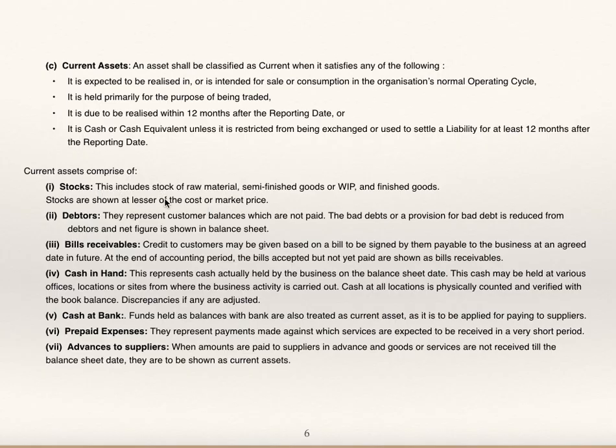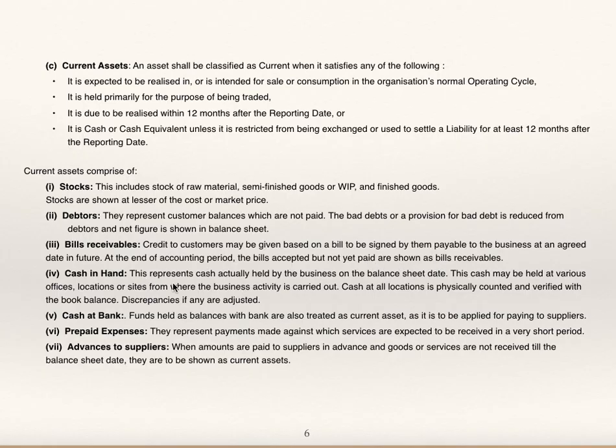Stocks include stock of raw material, semi-finished goods or work in progress, and finished goods. Stocks are shown at the lesser of cost or market price. Debtors represent customer balances which are not paid. The bad debts or provision for bad debts is reduced from debtors and the net figure is shown in the balance sheet. Bills receivable: credit to customers may be given based on a bill to be signed by them, payable to the business at an agreed date in future. At the end of the accounting period, the bills accepted but not yet paid are shown as bills receivable.